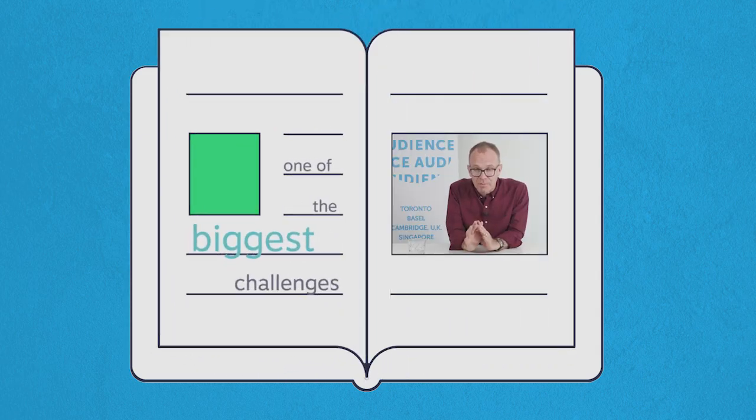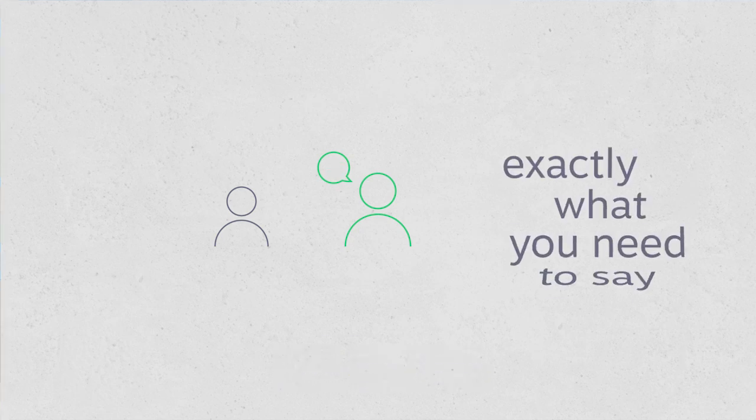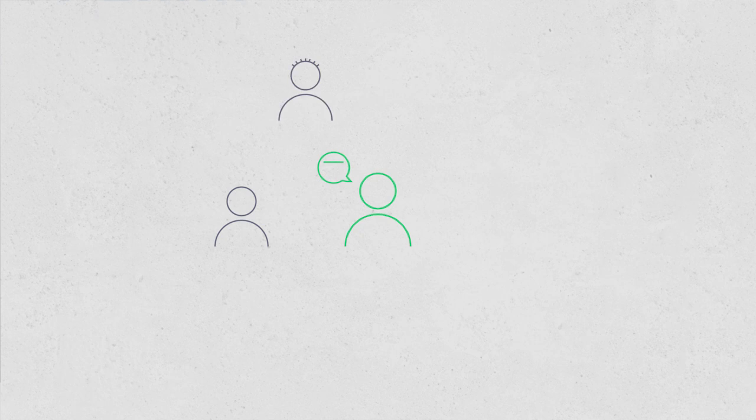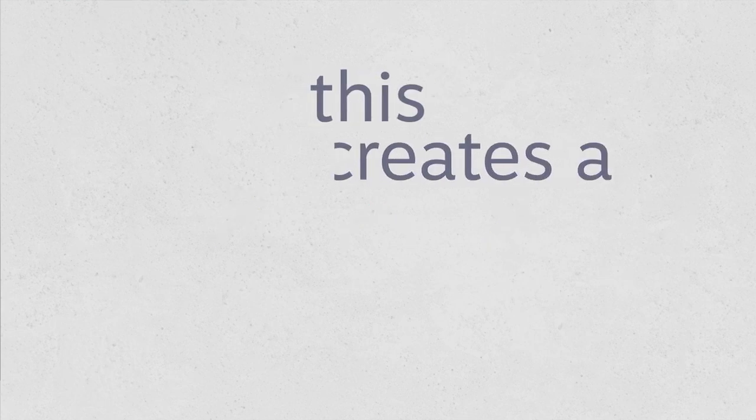Because let's face it, this is one of the biggest challenges, right? If you're presenting to one person, okay, easy, one strategy, one message, you know exactly what you need to say. But the moment it becomes two people or more, you have the problem of differences. One person, for instance, is very analytical and they want to hear just the business case and the details. And the other person is more intuitive and more emotional and wants to hear some of the stories and anecdotes that go with the situation. And this creates a challenge. How do we create a presentation that meets the needs of a diverse group of people?